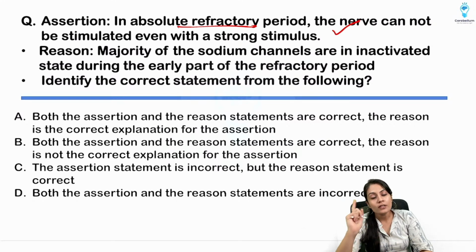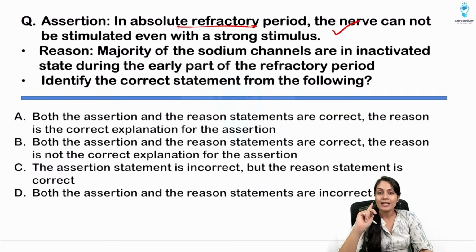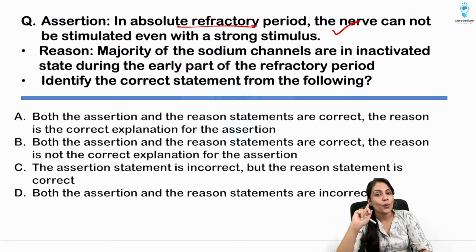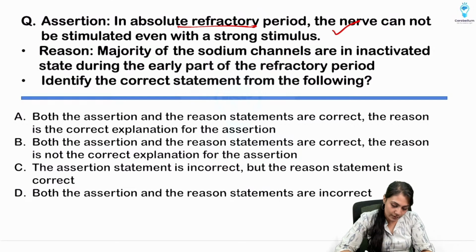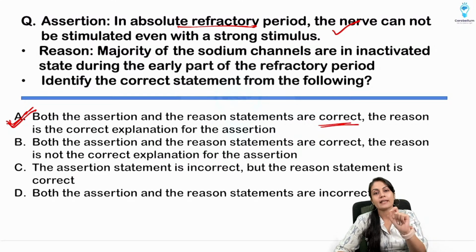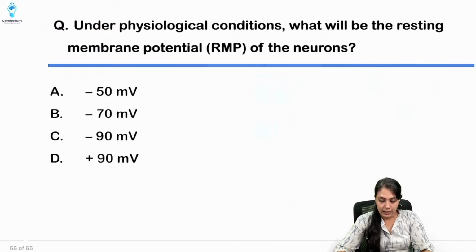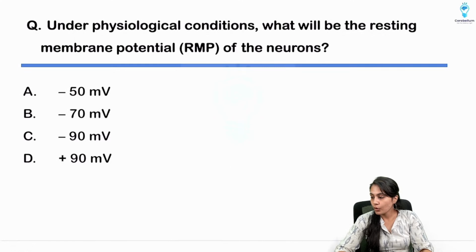They come out of the inactivation once the one-third of the repolarization is over, and that's why the ARP will be converted into RRP after one-third of the repolarization, isn't it? And that means both the assertion as well as the reason are correct, and the reason is the correct explanation for the assertion. So the answer over here becomes A, option A. Let's move on to the next question.